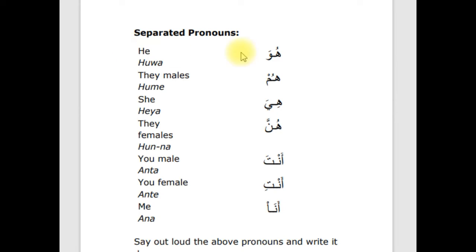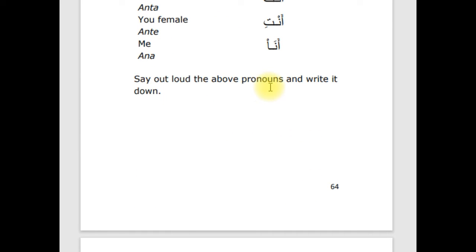Separated pronouns. Huwa, he. Hum, they, the males. Hiya, she. Hunna, they, females. Anta, you. Anti, you, for female. Ana means I or me. I repeat again: huwa, hum, hiya, hunna, anta, anti, ana. Say out loud the above pronouns and write them down.